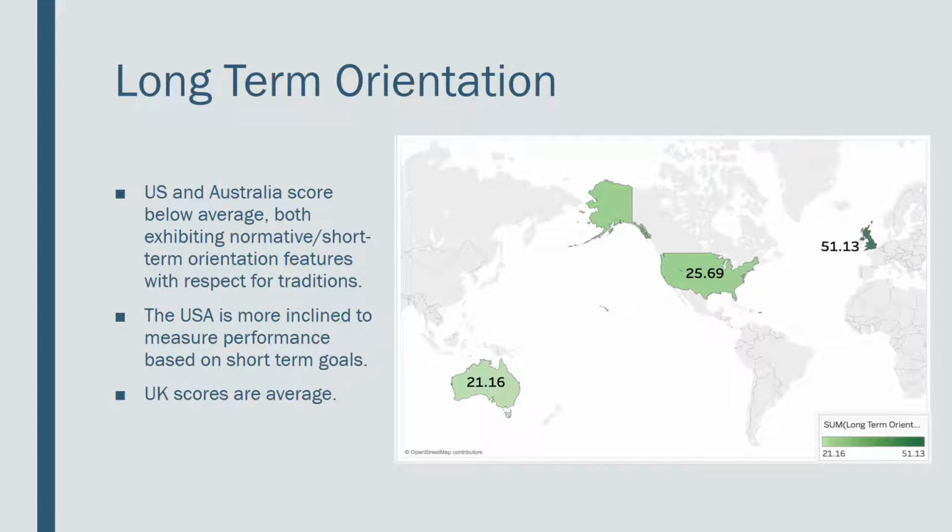Australia scores 21 on this dimension and therefore also has a normative, short-term oriented culture. As such, Australians have a strong concern with establishing an absolute truth. They exhibit great respect for traditions, a relatively small propensity to save for the future, and a focus on achieving quick results. With an intermediate score of 51 on this dimension, a dominant preference.